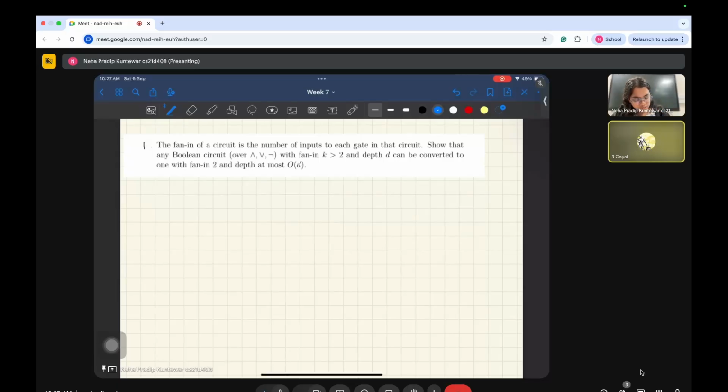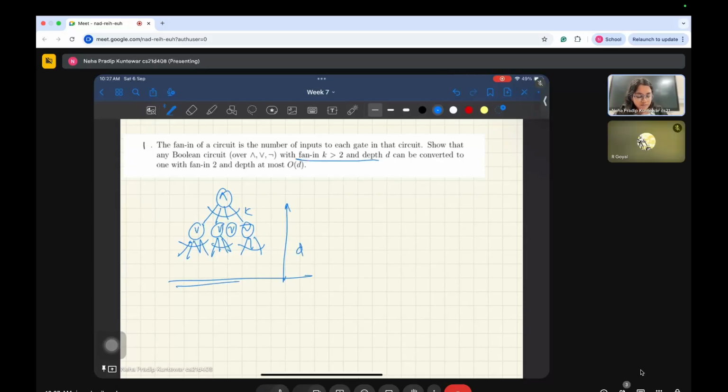Just a minute. One thing: you are starting with a fan-in K circuit. Let's say the top gate has K fan-in, and the other gates feeding into it also have K fan-in each. So at depth D, the maximum number of gates you can imagine at this level would be D to the K. Oh, sorry, K to the D.